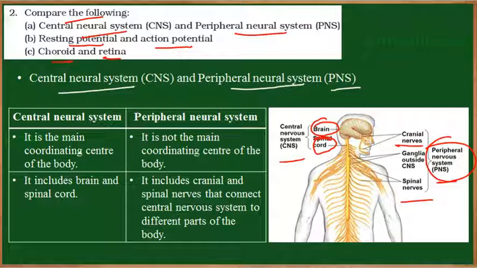So the central nervous system is the main controlling center of the body. It includes the brain and the spinal cord. Whereas the peripheral system does not control the body, but it carries information from the brain to the various organs and from the various organs to the brain. It coordinates with the central nervous system. For this coordination, it has cranial nerves arising from the brain and spinal nerves arising from the spinal cord. So these are the differences between CNS and PNS.